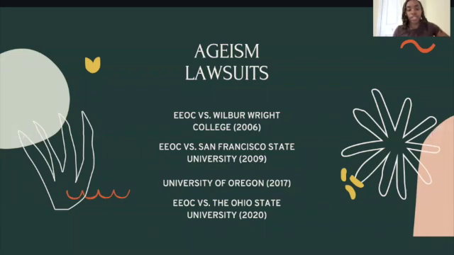Within higher education, there have been lawsuits where institutions have violated age discrimination laws. In both the Equal Employment Opportunity Commission, or EEOC, versus Wilbur Wright College and EEOC versus San Francisco State University, lecturers were denied professor positions in favor of younger, less qualified candidates. At Wilbur Wright College, Rosemary Crane was the only part-time instructor to receive a Teaching Excellence Award. And yet, her age overpowered her achievements, and she was not promoted.